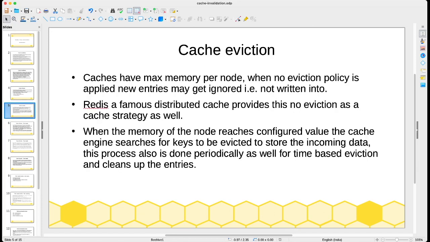For example, when we are spinning up a cache node, say Redis, Hazelcast, or Memcached, we will spin up a new instance, and that is called a node.